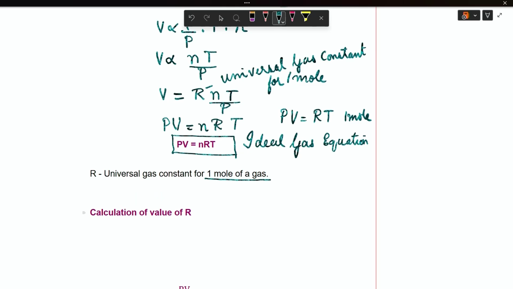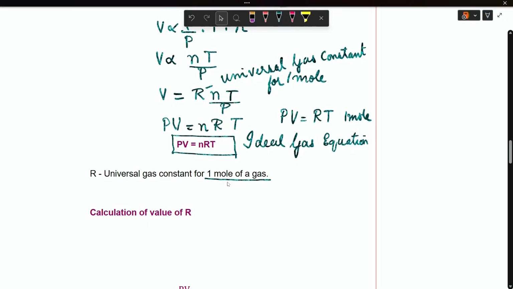Now, we have to evaluate R, since we have simply said it is a constant. If I evaluate the value of R once, it can be remembered as a constant value. But the condition is that the R value depends upon the units taken. So, depending upon the units, R will have different values.